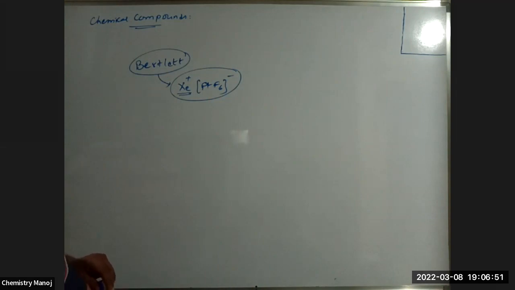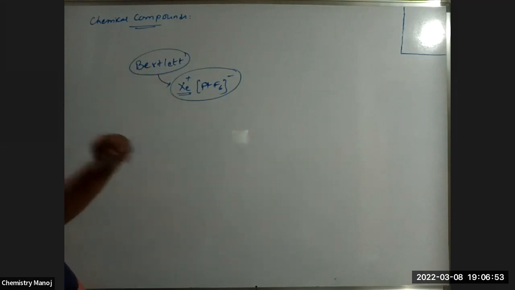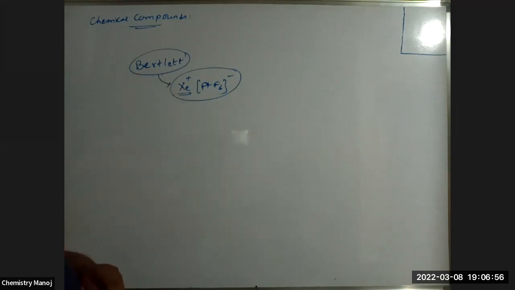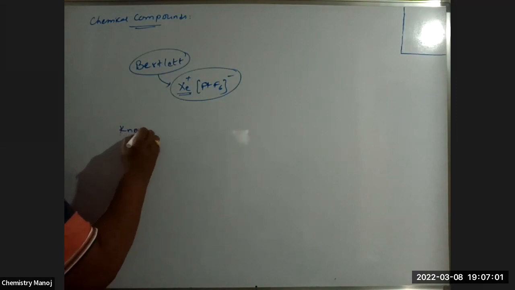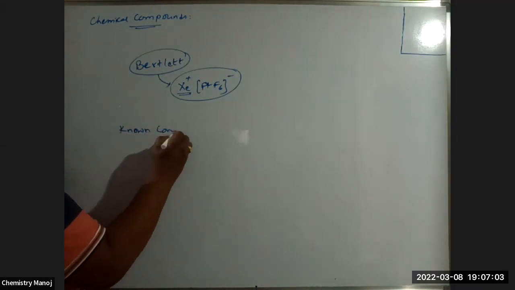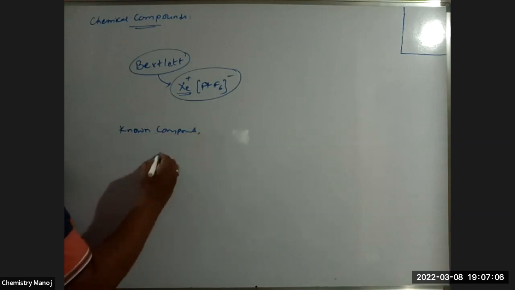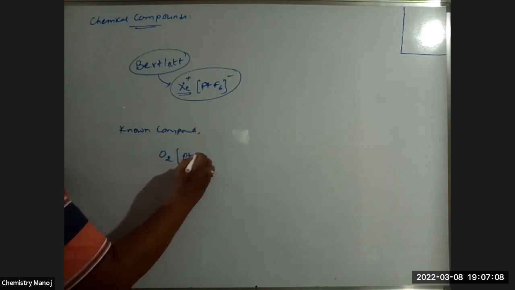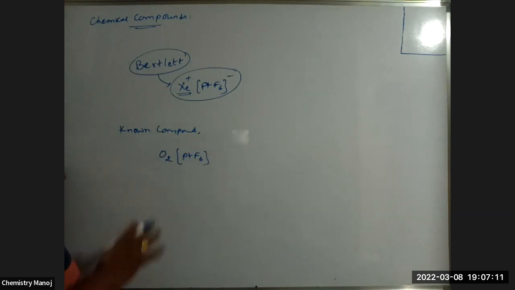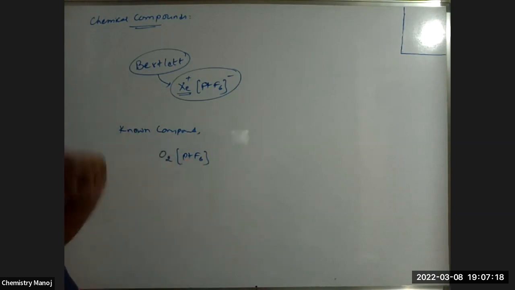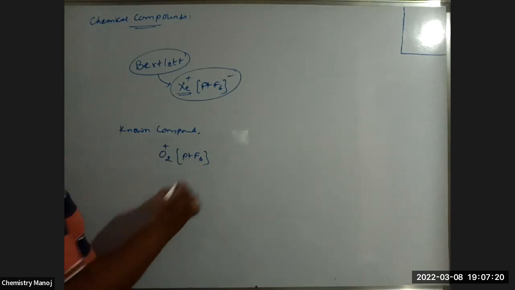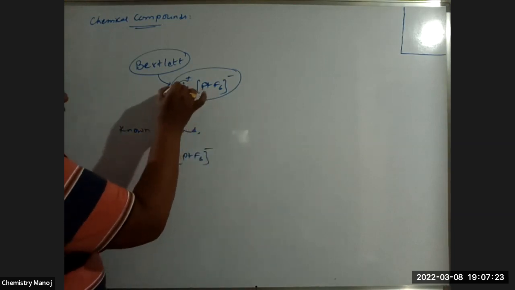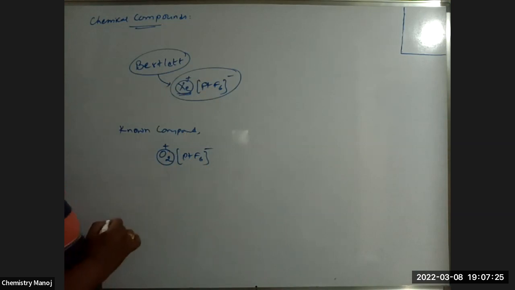Okay, next. Why did Bartlett identify this one? Because there was a known compound at that time, O2PtF6. This is the known compound. What is the name of this compound? Dioxygenyl hexafluoroplatinate. Here O2 has a +1 oxidation state. This one is just xenon replaced with the O2 molecule.